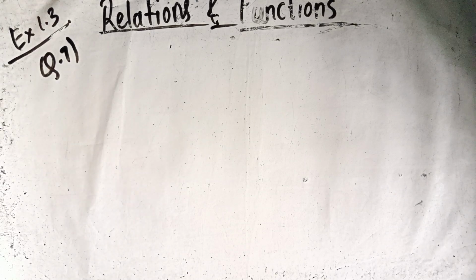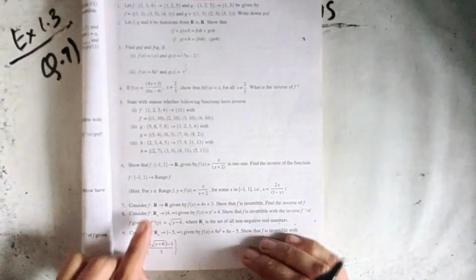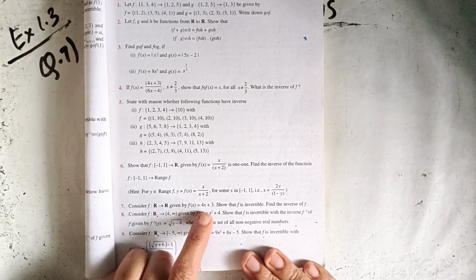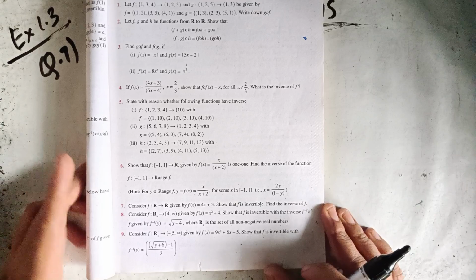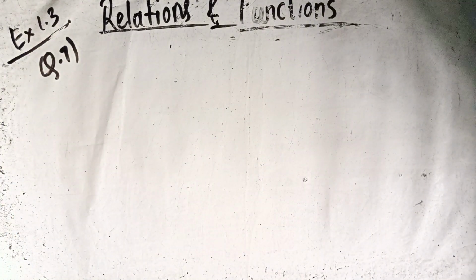Question 7. Consider f from R to R given by f of x equal to 4x plus 3. Show that f is invertible and find the inverse of f. So first you have to check whether it is 1-1 and onto so that the inverse exists. Then you have to find the inverse.